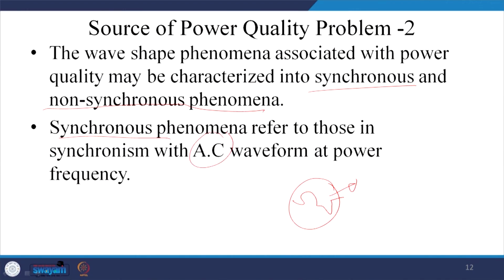But if, let us say, thunder strikes, lightning strikes, then it is an asynchronous phenomenon. It never tells you when it will strike. So, for this reason, eliminating the synchronous phenomena is easier, and thus we can say the synchronous phenomena refer to those in synchronism with the AC waveform at power frequency.